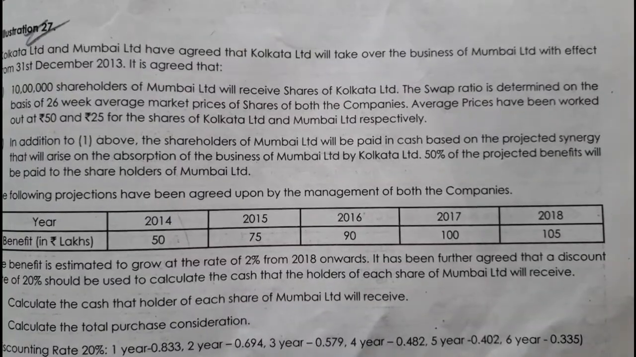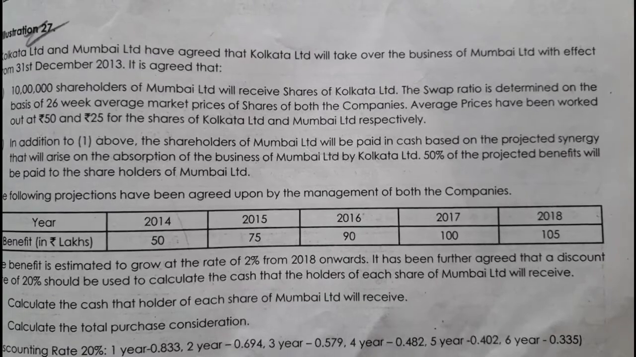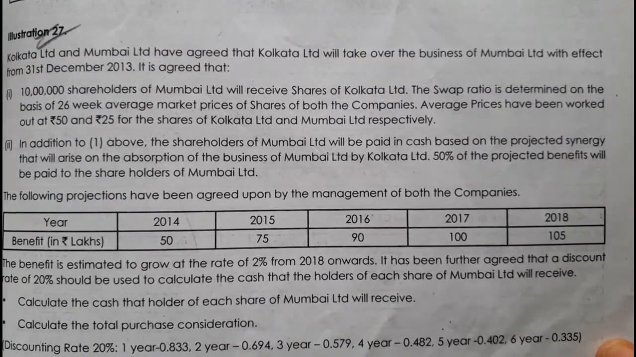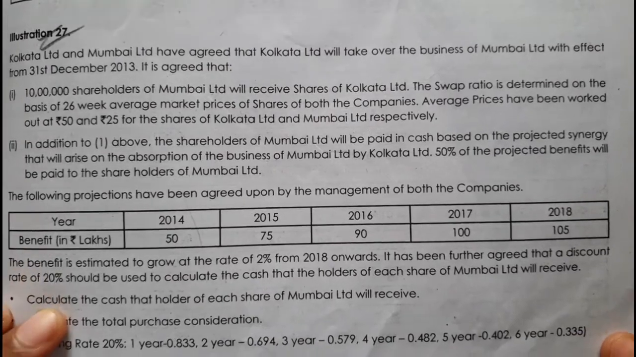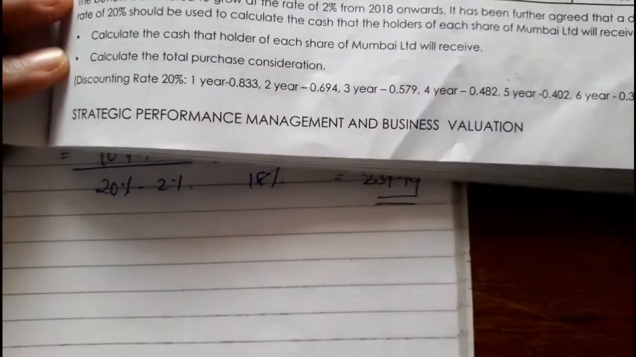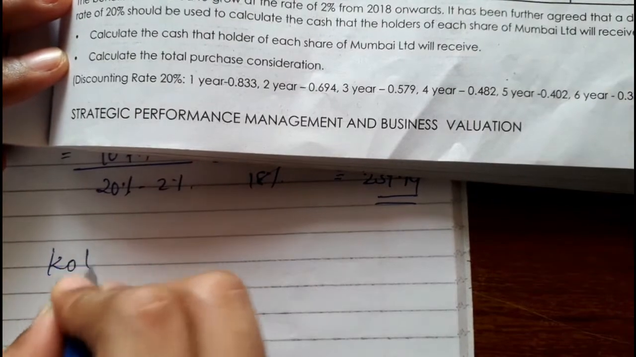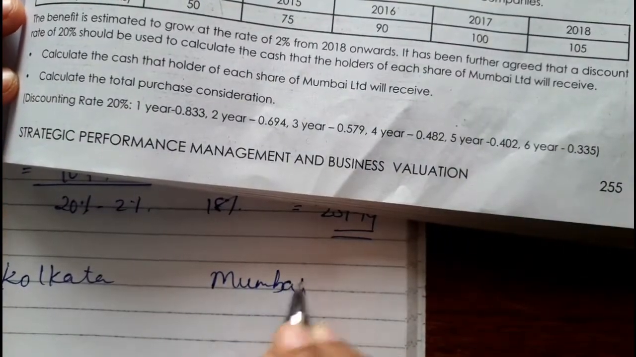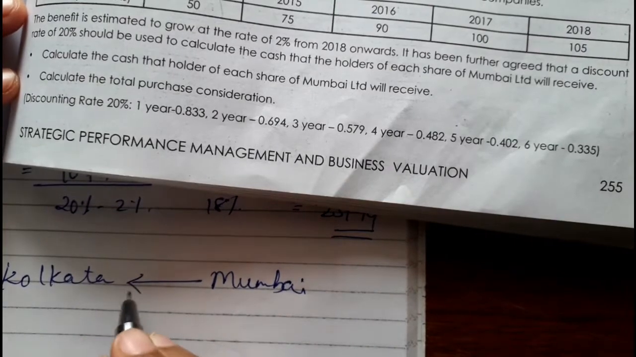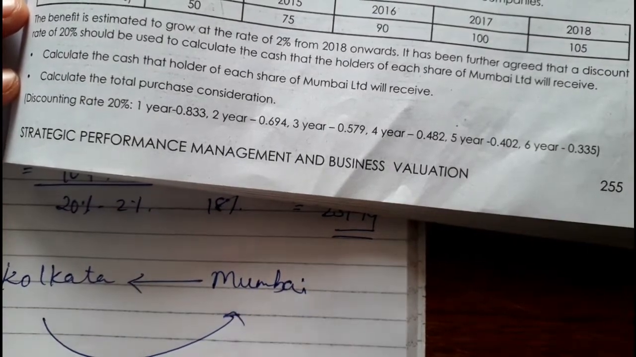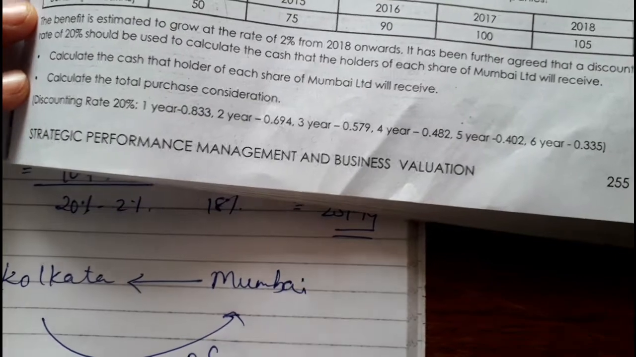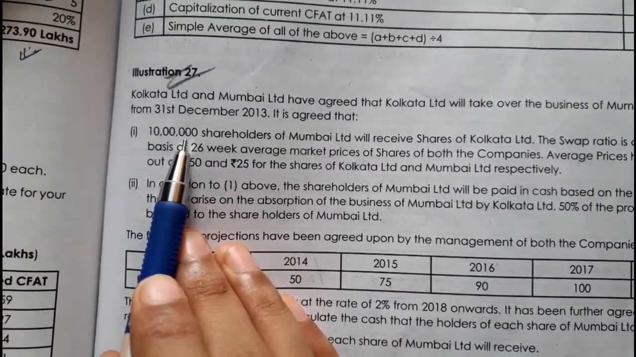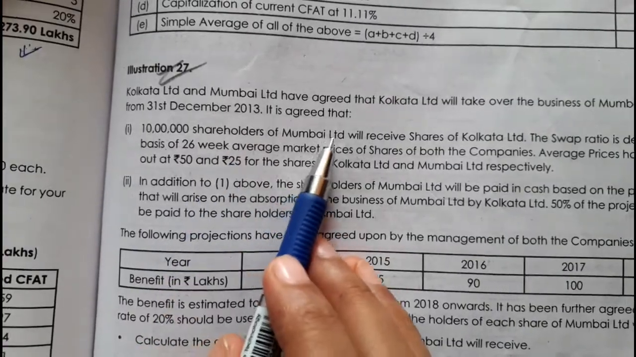Now illustration number 27. Here Kolkata and Mumbai Limited are there. Kolkata is going to take over the business of Mumbai, but has to pay purchase consideration. Okay, so while paying, they have written 10 lakh shareholders are there of Mumbai Limited.